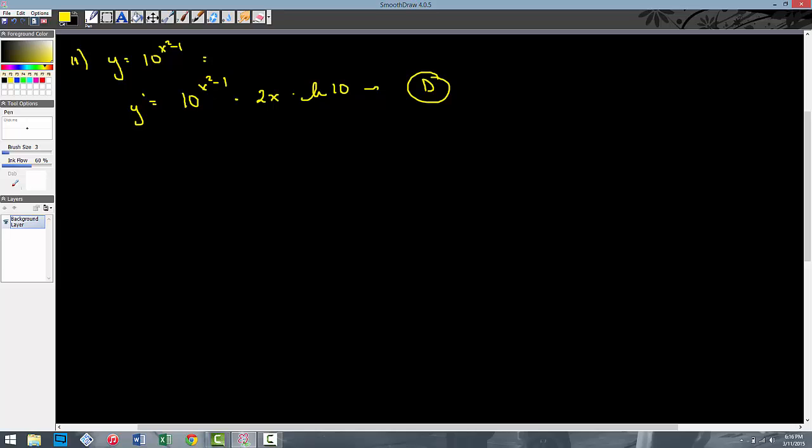That answer is D. I believe they have it as 2x times 10 to the x squared minus 1, and then they throw the ln of 10 on the end. So they just switched the 10 and the 2x. That's all they did. Cool. Moving on.